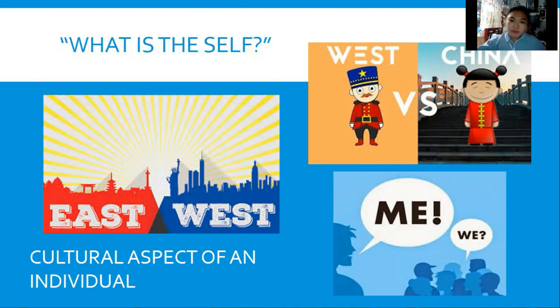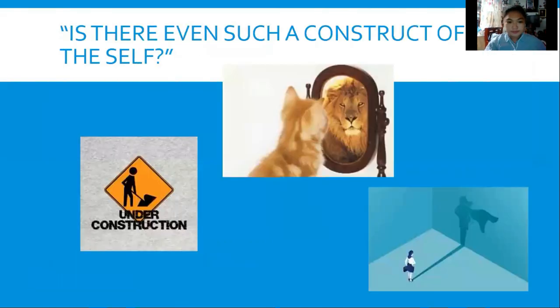How about picture number three? A man is shouting "me" and a group is saying "we." So "me" is towards individualism on the Western part of the world, while "we" represents the Eastern part of the world. That is self in terms of the cultural aspect of an individual.